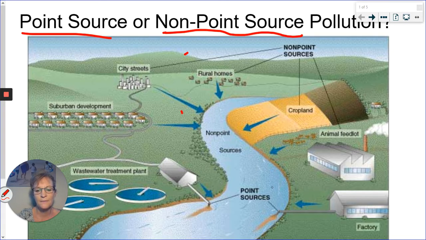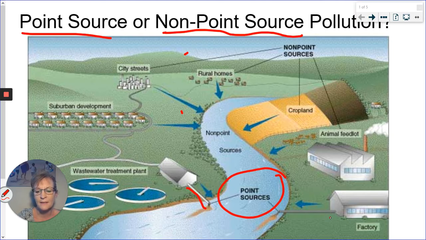If you look in the middle here, it says point source. Some examples of point source are a wastewater treatment plant. If there was a pipe going directly into the water here, and you could point with your finger and say, that's where the pollution is coming from, that's an example of point source.